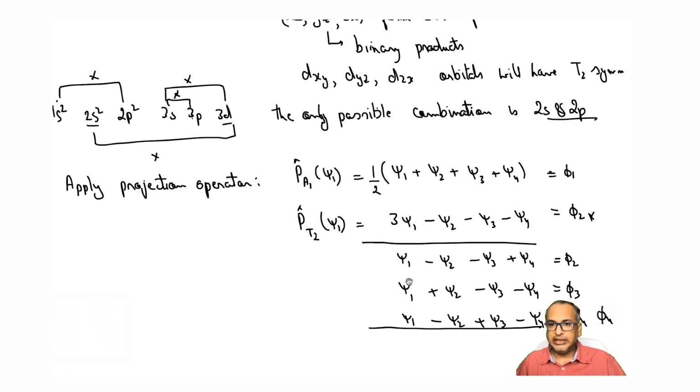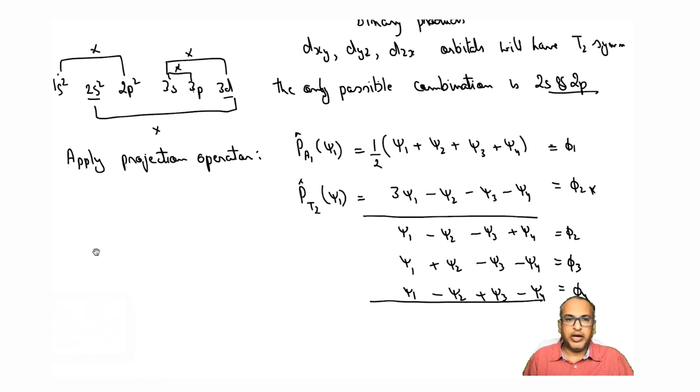Now you see that these are orthogonal to each other as well as orthogonal to this one. There are 2 positives and 2 negatives, so these two will be orthogonal. And here again there are 2 positives and 2 negatives, so this will also be orthogonal. You can test it out. Now this one has a symmetry: phi1 has the symmetry of the s orbital.